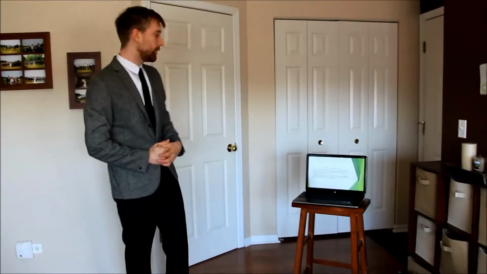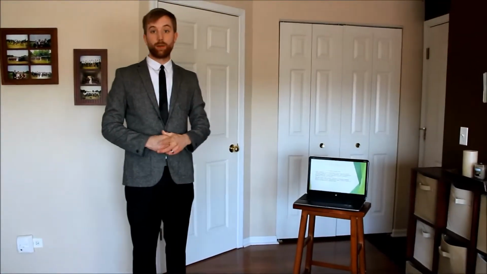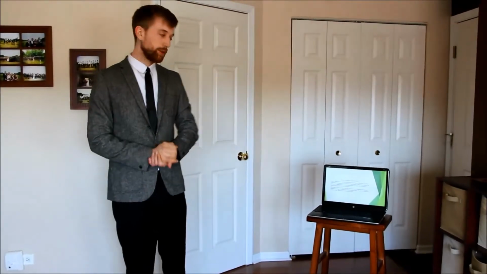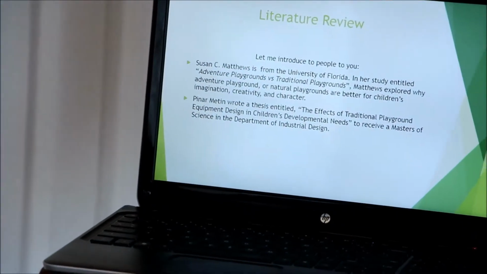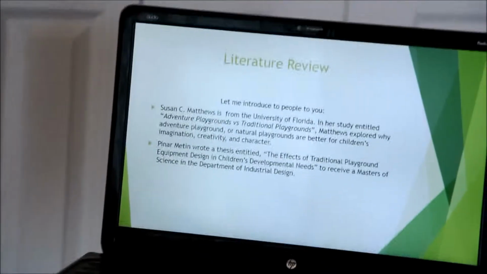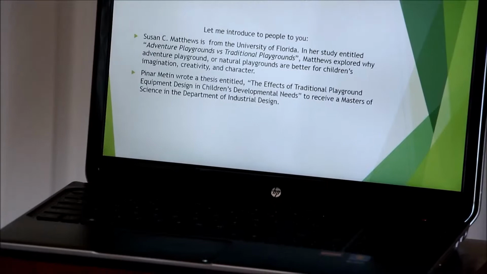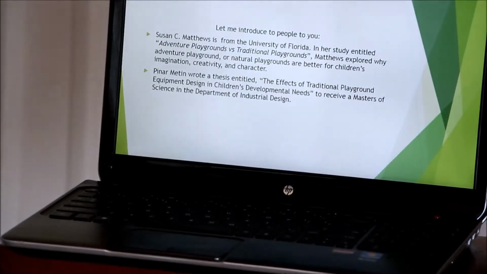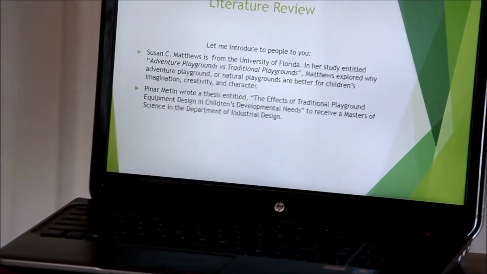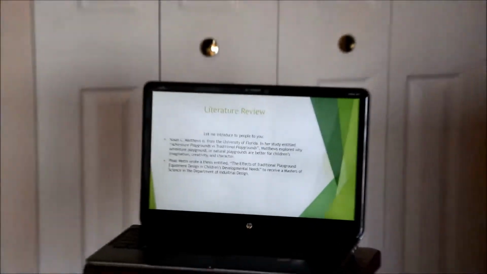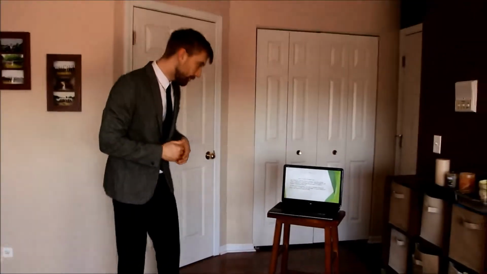All right, so let me introduce you to our researchers. This is part of our literature review. Susan C. Matthews is from the University of Florida, and she wrote a study called Adventure Playgrounds versus Traditional Playgrounds. She was looking at the playground as a whole and how it influences kids, because when they're young, they're like sponges. They're soaking everything in. They really need the ability to use their creativity.